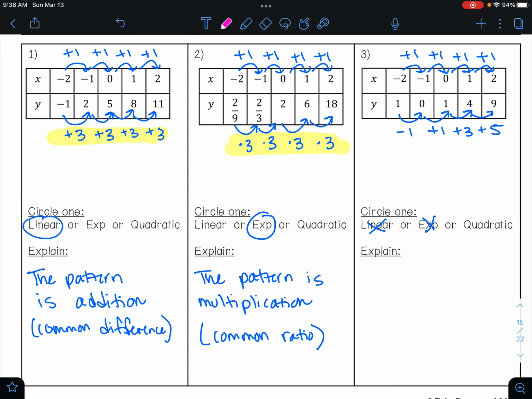So let's check to see if this is quadratic by finding the second difference. How do we go from -1 to +1? We add 2. How do we go from +1 to +3? We add 2. How do we go from +3 to +5? We add 2. So here, our second difference is the same, making this quadratic.